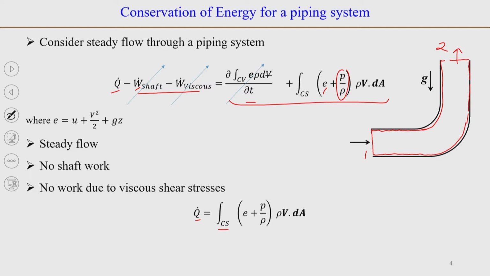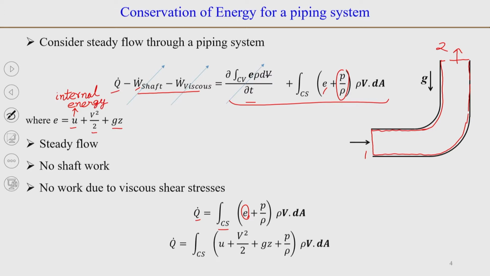We can write E, the total energy of the system, in terms of u plus kinetic energy plus g z. Remember, the u here is the internal energy, or we can say specific internal energy, because E is the specific total energy of the system. So, we can expand that, and then we can consider it for the entire control surface.